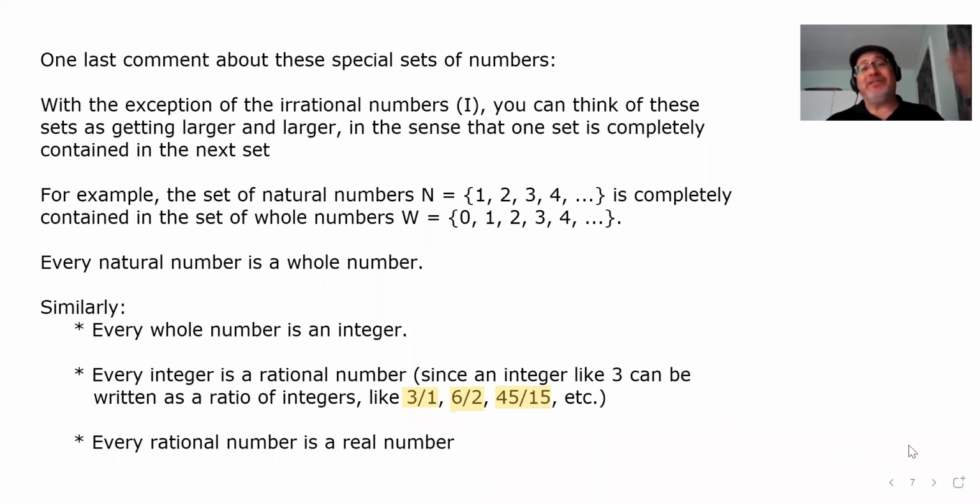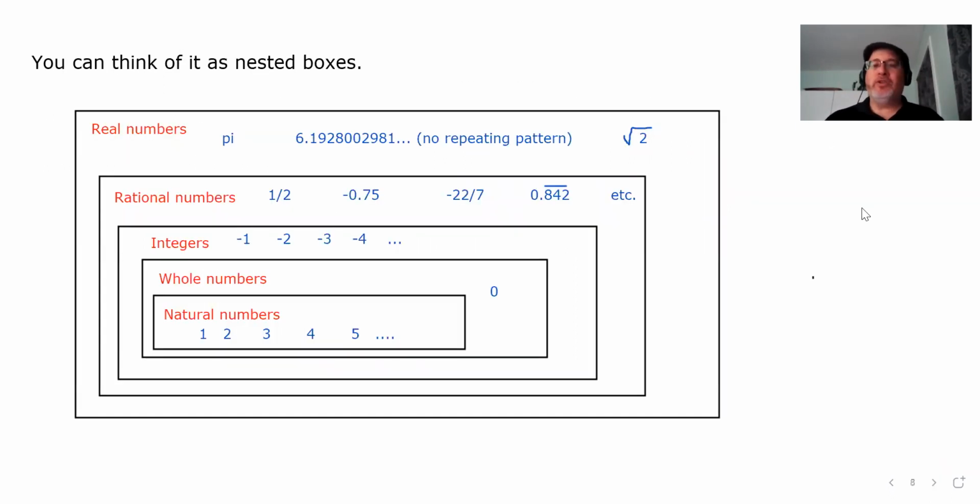There are numbers outside of the real numbers. There is a larger set that contains the real numbers, but also contains some other things. They're called complex numbers, but we're not going to go that far. You can think of these sets as nested boxes. Look at the innermost box just for a second, the natural numbers. Here's a box of numbers, and this is what it contains: 1, 2, 3, 4, 5, and so on.